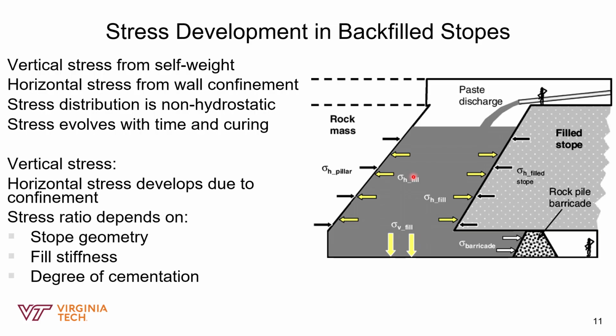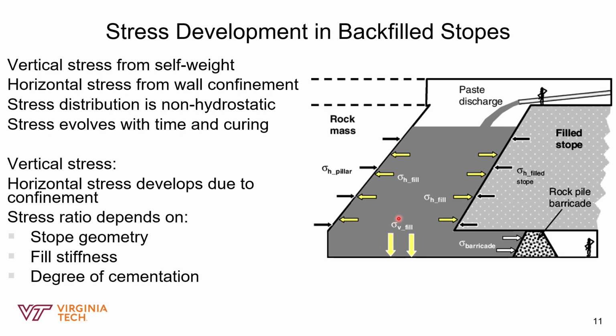Yeah, so first we have the vertical stresses, the sigma V fill, which is shown by the large downward arrows at the bottom right here. This is generated by the self-weight of the material. It's simply gravity pulling the heavy paste down. So it's a result of the self-weight of the backfill itself.